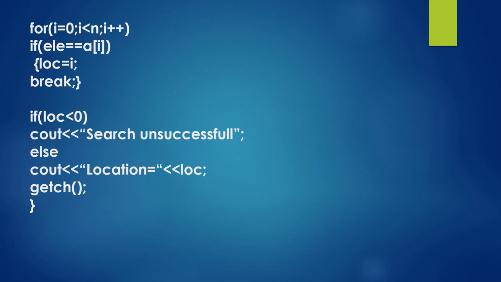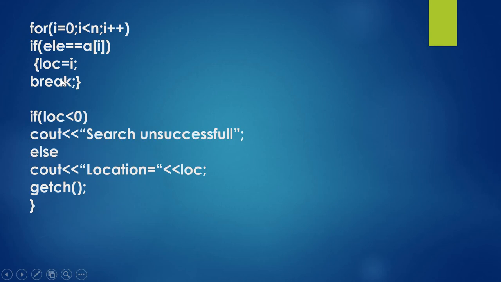Then how to search? For that we need one for loop. For i equal to 0, i less than n, i plus plus. ELE needs to be compared with each element in the array. If ELE is equal to A of i, what will be the location? The location will be i.